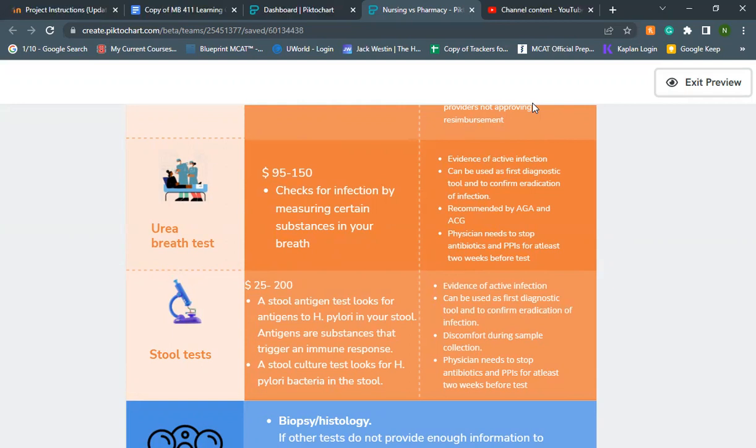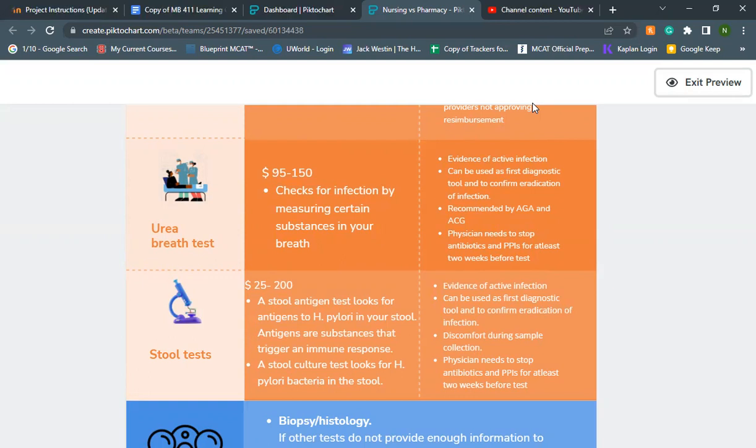The third option we have is the stool tests. There are 2 types of stool tests that a physician can order: a stool antigen test, which looks for antigens to H. pylori in your stool, and a stool culture test, which looks for H. pylori bacteria in your stool. This has pretty much the same advantages as the urea breath test. It offers evidence of active infection. It can be used as a first diagnostic test as well as a response to treatment test, and the physician also needs to stop the antibiotics and PPIs for at least 2 weeks prior to ordering the test. Another disadvantage this test has is the discomfort during sample collection for the patient and the physician.